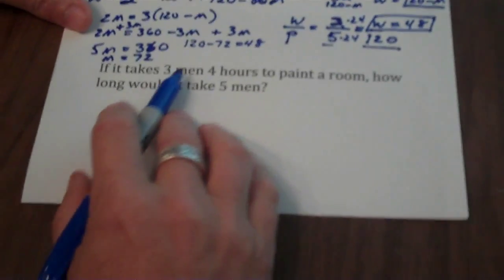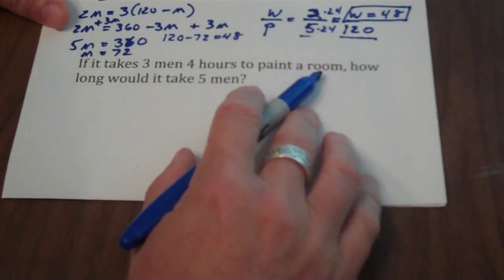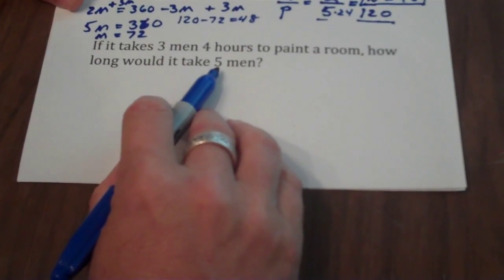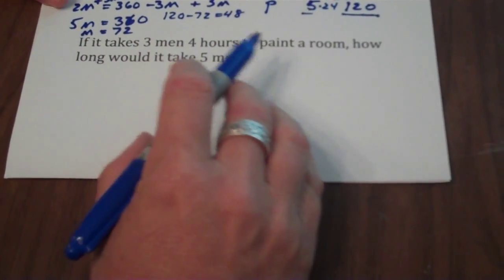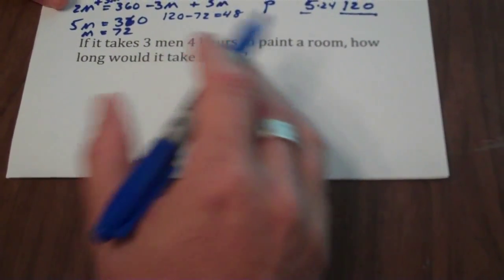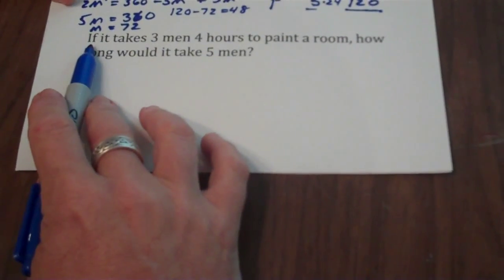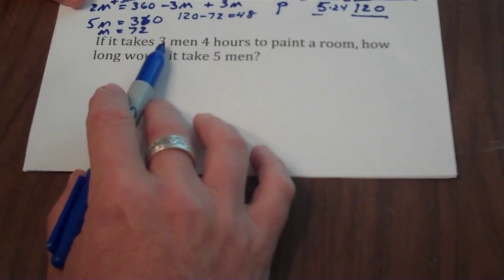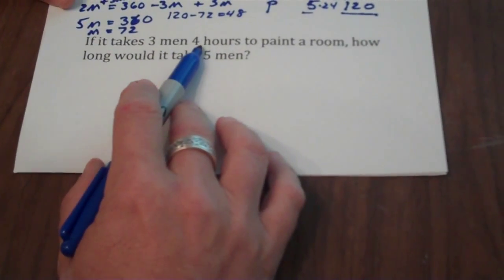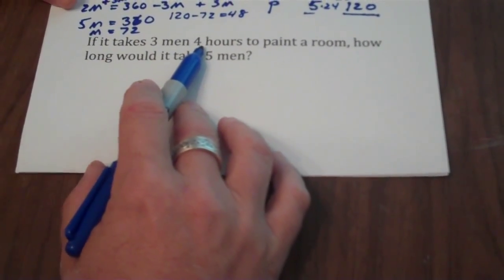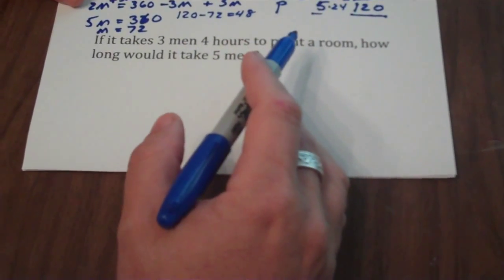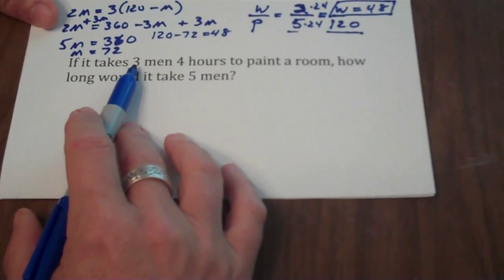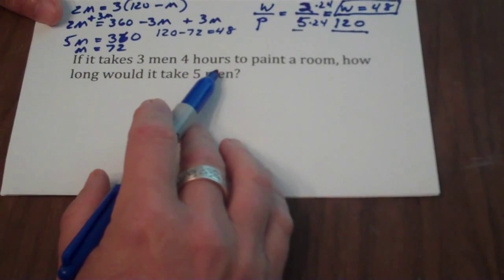Let's take a look at our next problem now. It takes 3 men 4 hours to paint a room. How long would it take 5 men? Well, let's examine this to see if this is also a normal proportion. In this case, if it takes 3 men 4 hours to paint, if it takes 6 men, would it take twice as long? And the answer this time is no, it wouldn't. Obviously, the more men you have, the fewer hours it takes.